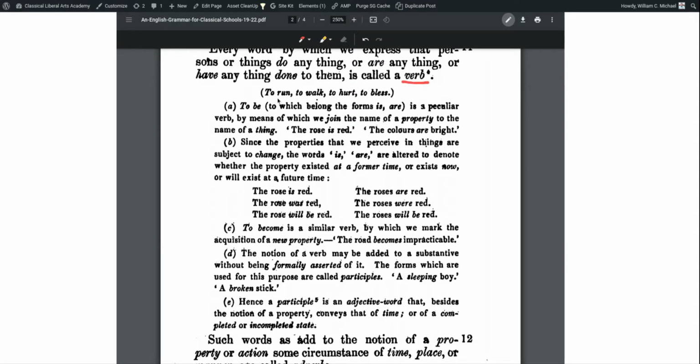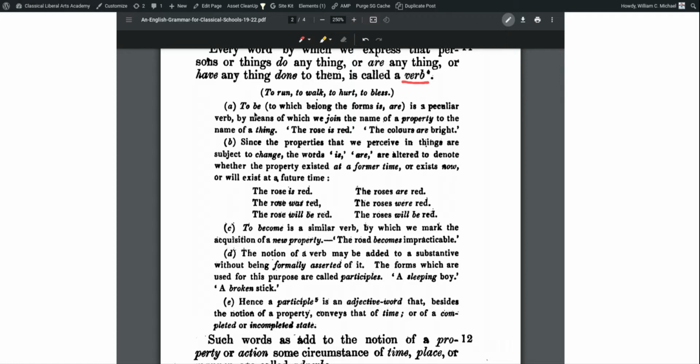To run. To run is a word by which we express that persons do something. We say that Thomas runs. Runs is a word by which we express that a person, Thomas, does something. Thomas runs. Runs is the verb. To run, to walk, to hurt, to bless. If I say, I am blessed, I'm saying that something has been done to me. I have been blessed. I am blessed.